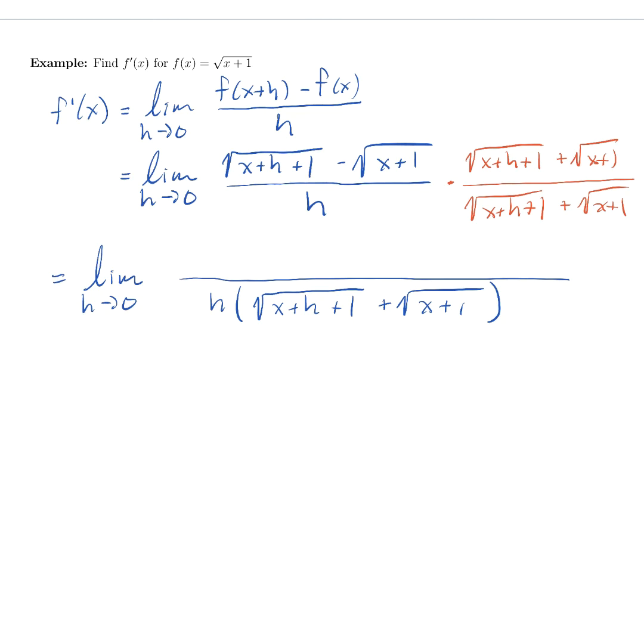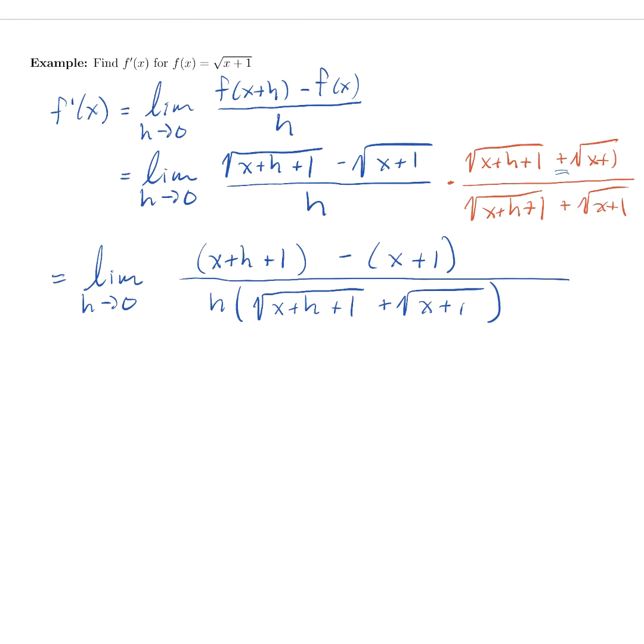Okay, so now if we multiply in the numerator, we multiply the first two terms and we just get an x plus h plus 1. We changed the sign here to plus because that means the middle two terms will cancel and we're left with minus x plus 1.